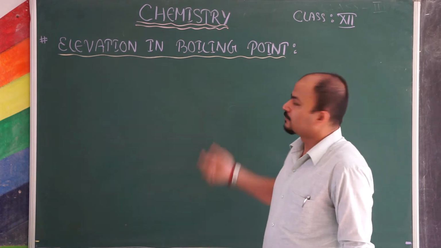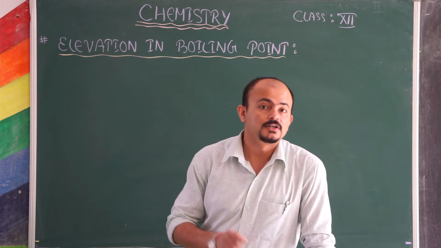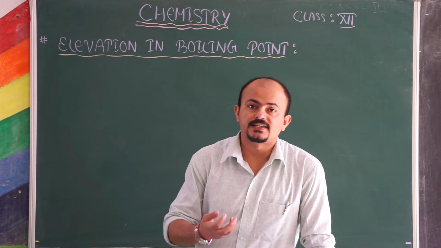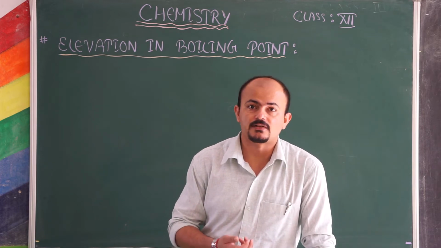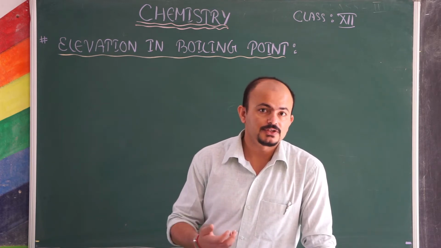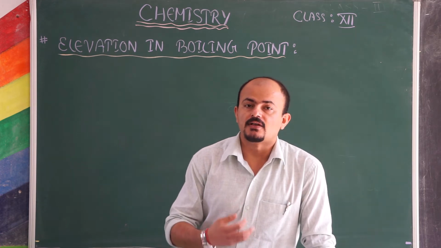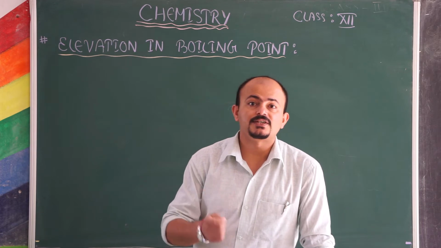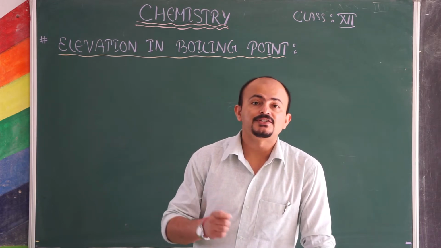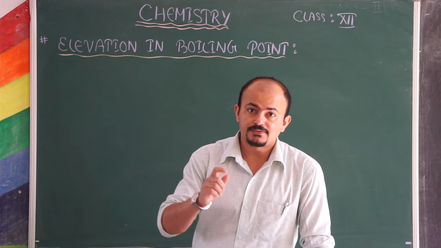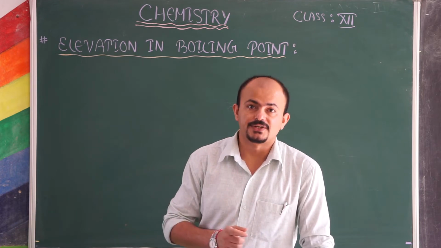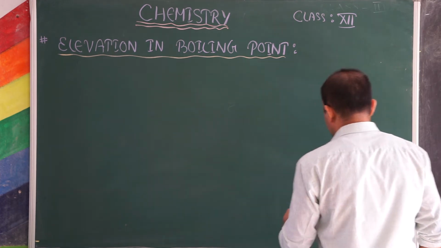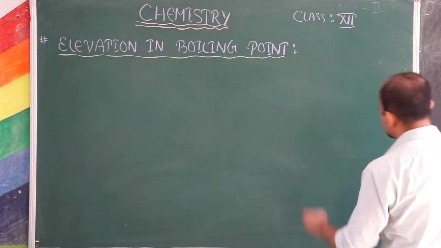So elevation in boiling point occurs when non-volatile solids are added in a volatile solvent. Whenever a non-volatile solid is added to a solvent, as we have already discussed in our previous video, there is always a depression in its vapor pressure. There is a decrease in vapor pressure. So let's discuss this briefly.